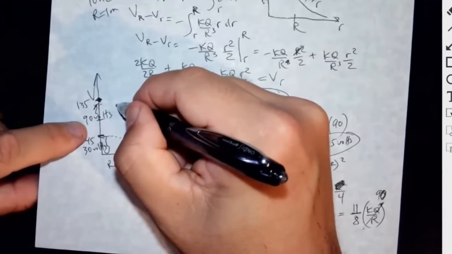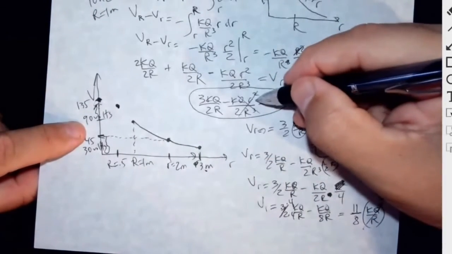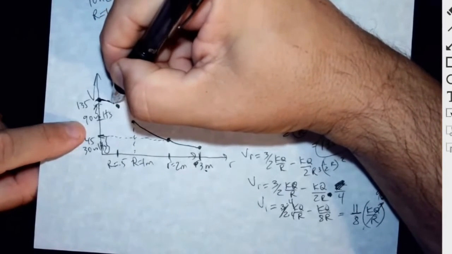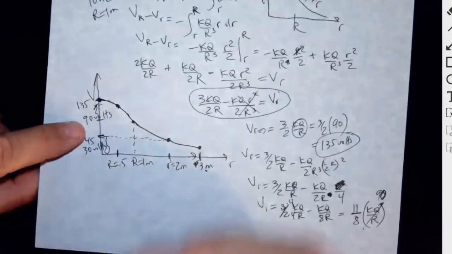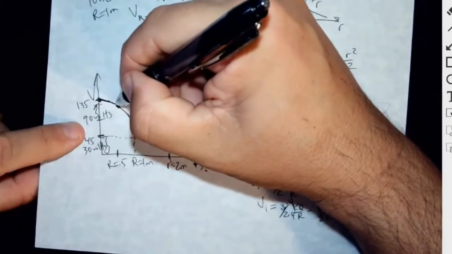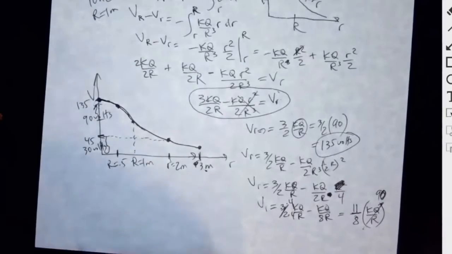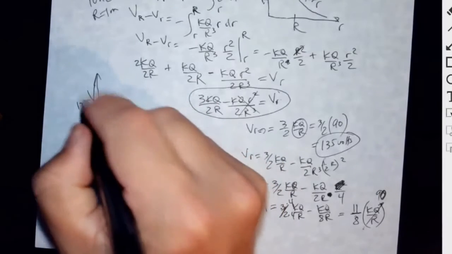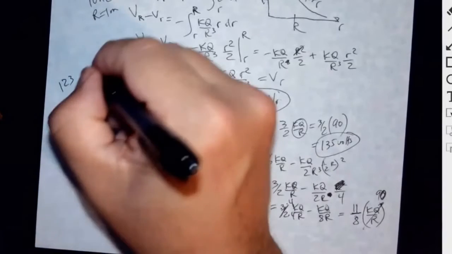So it's like this. So the voltage is dropping. Well, it's dropping like an inverse R squared function, inverse X squared function. So it's like this. You see? So this is 123.75 volts.